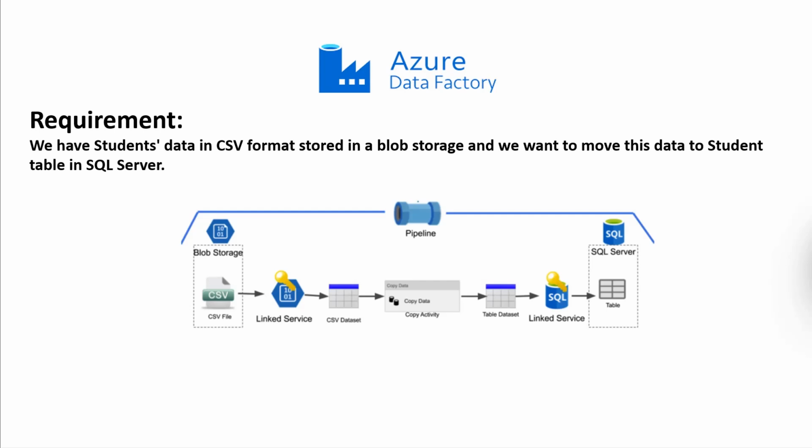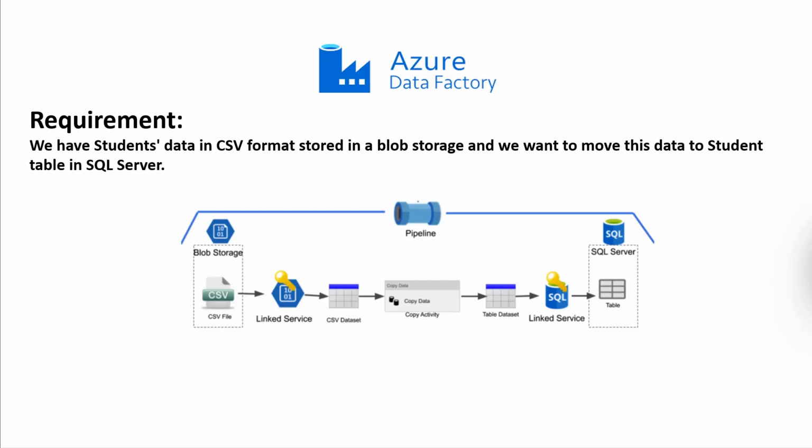Assume that we have this requirement. We have a student's data in CSV format stored in a blob storage, and we want to move this data to a student table in SQL Server. We want to meet this requirement by using ADF. So we create a data pipeline to move this data across. Don't worry about the different parts of this diagram at this point. I'll walk you through each part and give you more details about what this stuff is.